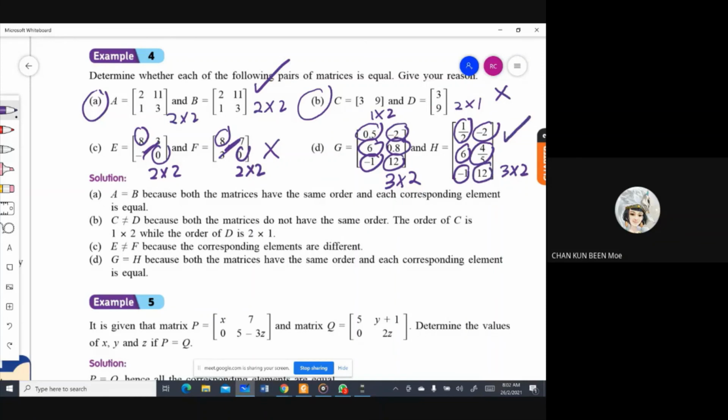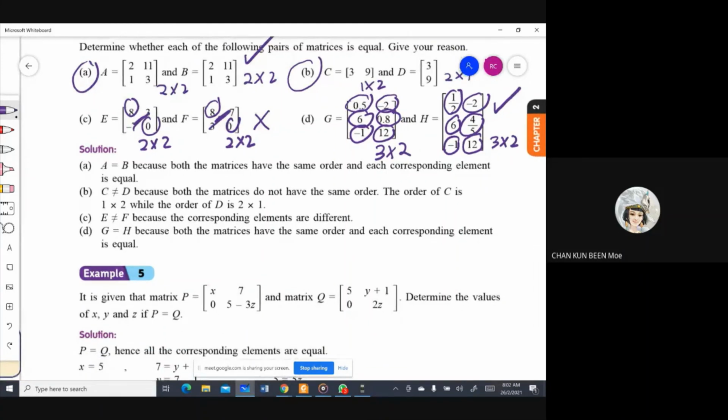So these two matrices are equal. Okay, so you can see how they answer it in the solution part. A equals B because both the matrices have the same order and each corresponding element is equal. For question B, C is not equal to D because both the matrices do not have the same order. The order of C is 1 by 2 while the order of D is 2 by 1. Okay, like what we did just now.